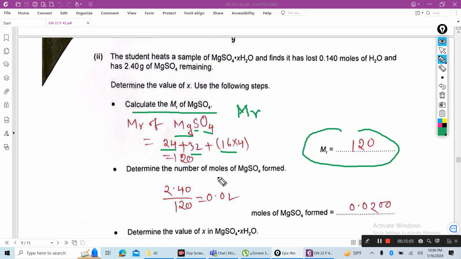Now determine the number of moles of magnesium sulfate solid. The mass in grams is given, so you will use the solid formula. Moles of magnesium sulfate equals the mass of magnesium sulfate, which is given as 2.40, divided by the molar mass of magnesium sulfate. If you calculate, you will get 0.02 moles.